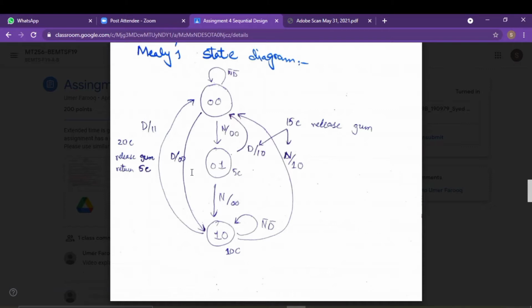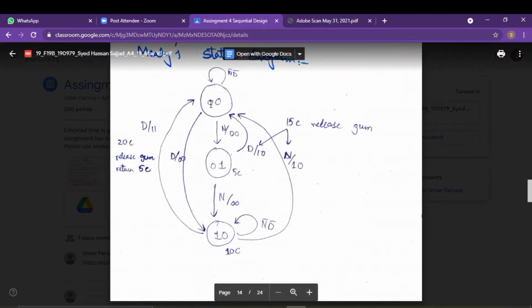So I have just inserted two nickels and one dime. 20 means 20 cents we have inserted, and after that it will release one bubble gum, and these are the two outputs: the one bubble gum and one coin that is of 5 cents. So after inserting the dime, this will be the output.